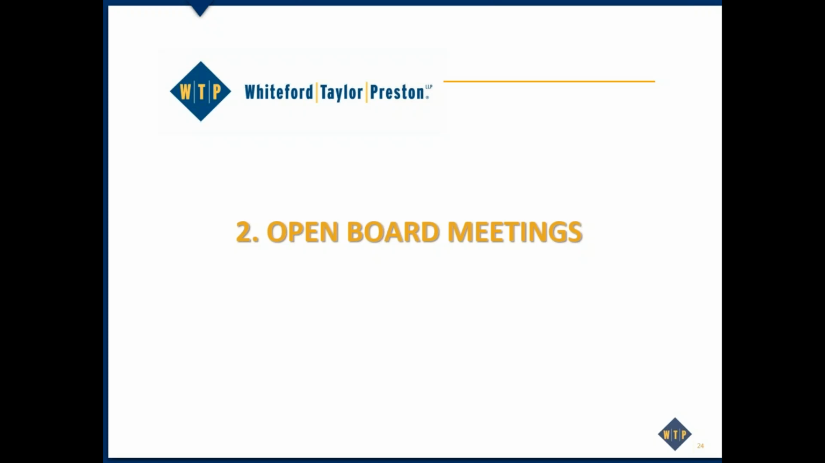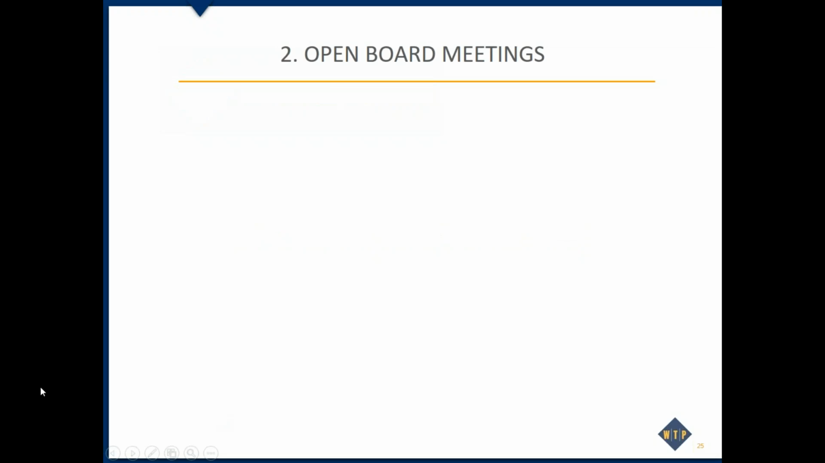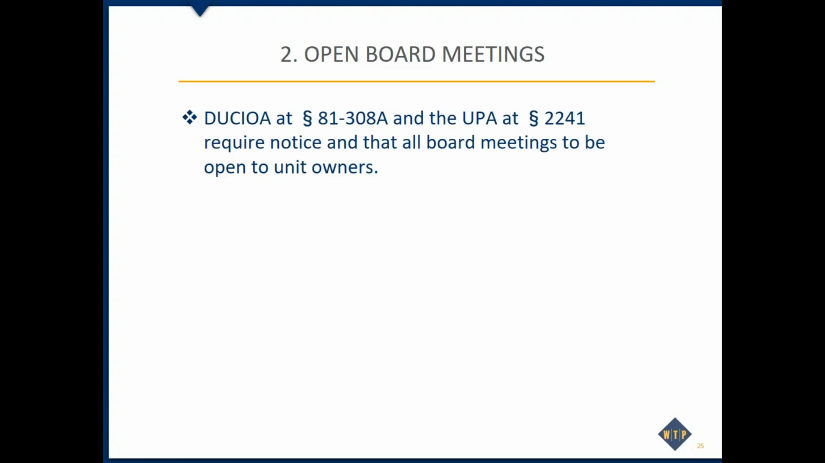All right, the next topic we want to talk about is open board meetings. Open board meetings essentially is when the board of directors gets together and conducts business. Can the owners observe that process? Can they come sit in the room, look over your shoulder, see what you're doing, or hop on the phone and listen to you? Under DUCIOA, at Section 308A, and in the Unit Property Act, which is condos only, there is a requirement that all board meetings be open to unit owners.